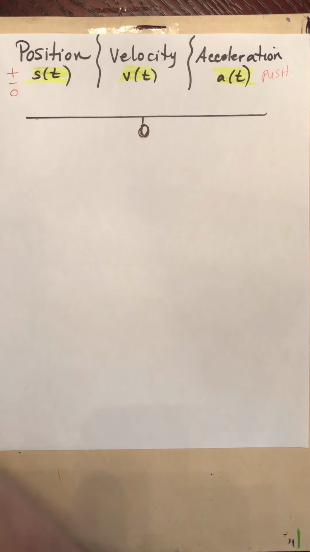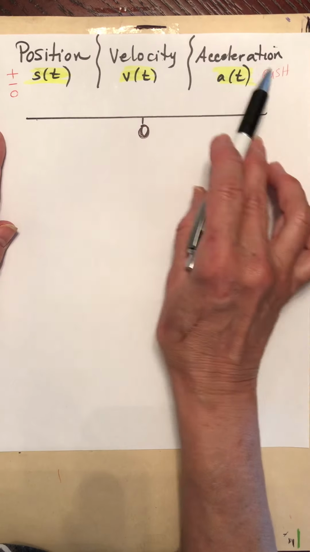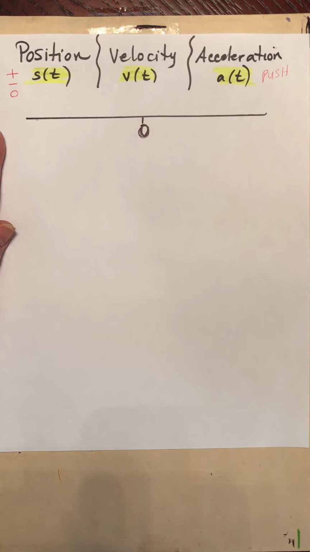Hey there. Today's lesson we're going to talk about position, velocity, and acceleration and how they relate to one another. There's their abbreviations. They're all functions of time. So position is an S.